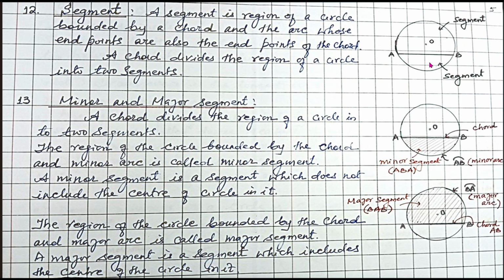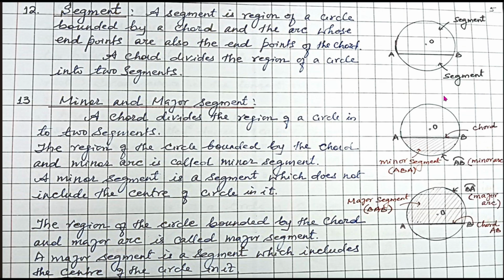One may be a minor segment, the one which is smaller is called the minor segment, and the one which is bigger is called the major segment. Therefore we call them minor and major segment. A chord divides the region of a circle into two segments. The region of a circle bounded by the chord and minor arc is called the minor segment. A minor segment is a segment which does not include the center of the circle in it. The region of the circle bounded by the chord and major arc is called the major segment. A major segment is a segment which includes the center of the circle in it.